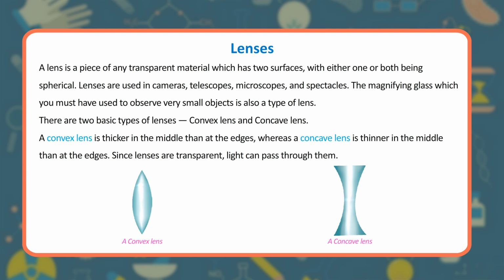There are two basic types of lenses, convex lens and concave lens. A convex lens is thicker in the middle than at the edges, whereas a concave lens is thinner in the middle than at the edges. Since lenses are transparent, light can pass through them. A convex lens. A concave lens.